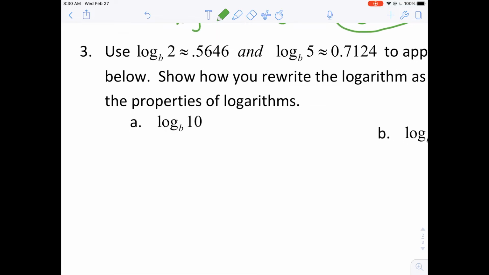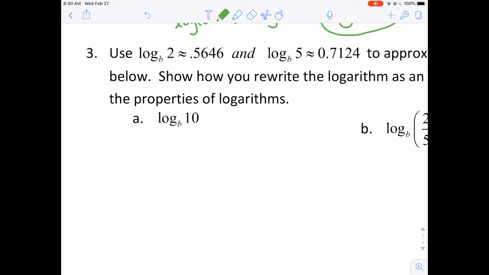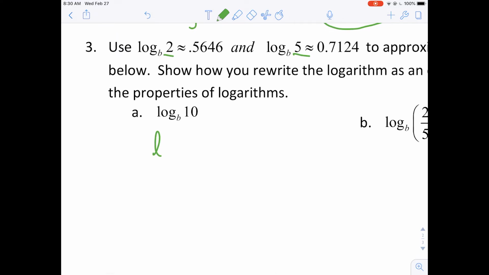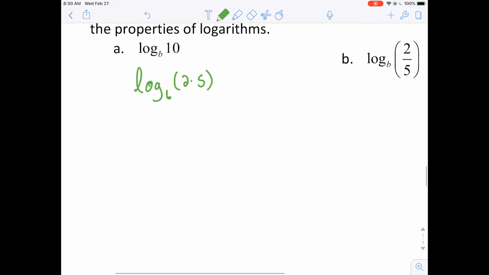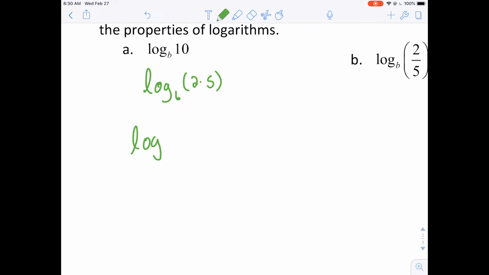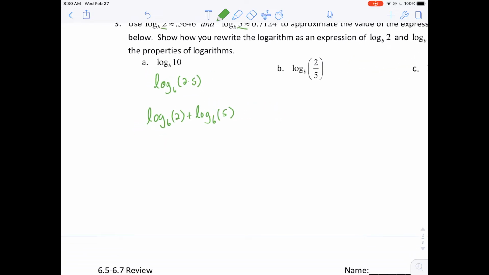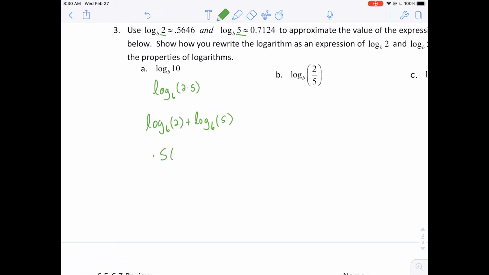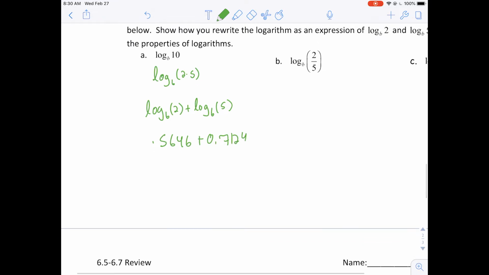Okay. Log base b of 10. So we need to decide, well, we have 2 and 5. So we need to see how 2 and 5 go in there. Log base b of 2 times 5. So then we can split that into log base b of 2 plus log base b of 5. Then we know what those values are. 0.5646 plus 0.7124. Add those together and it's a number.